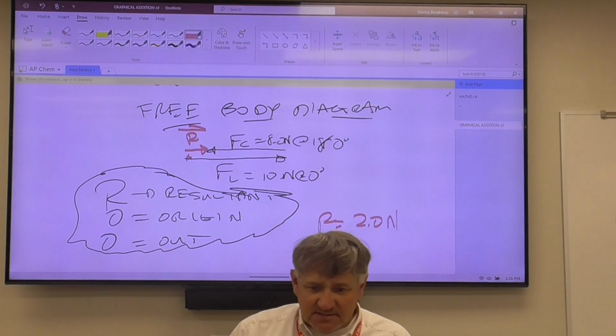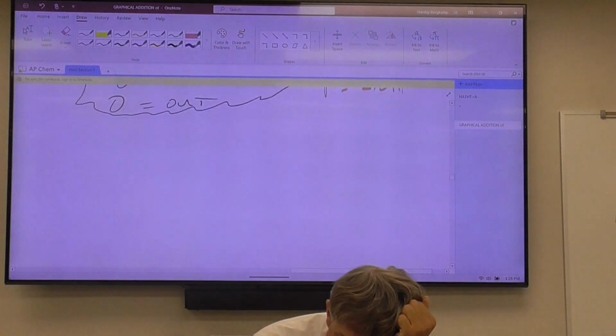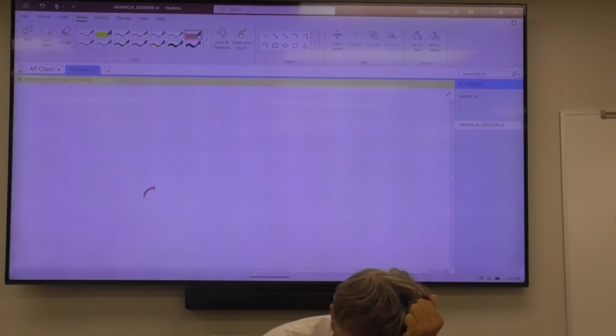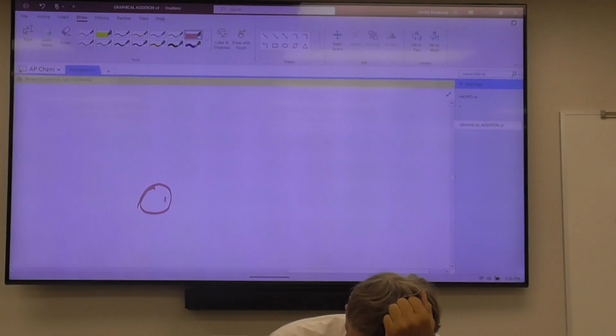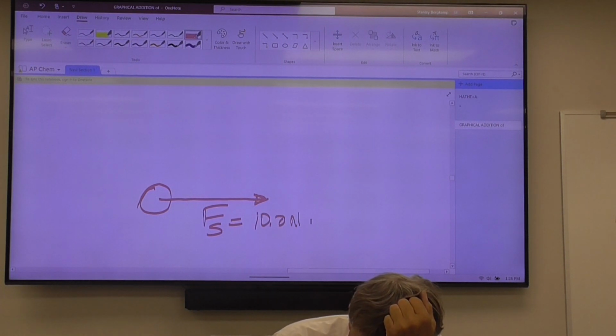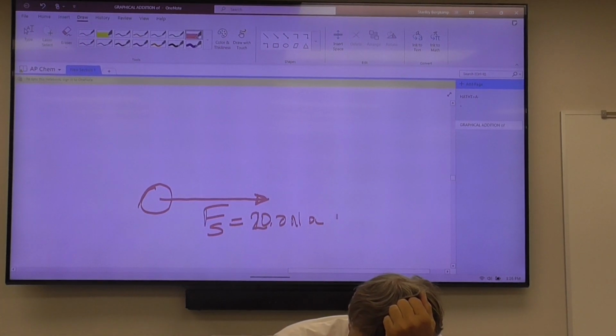That's as simple as it gets. Now, a little bit more complicated. Here's the soccer ball. You got Thatcher? Yeah, Thatcher. So for you, Sydney's going to kick the ball with 20 newtons at 0 degrees.